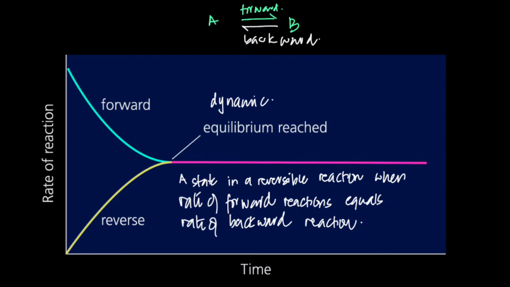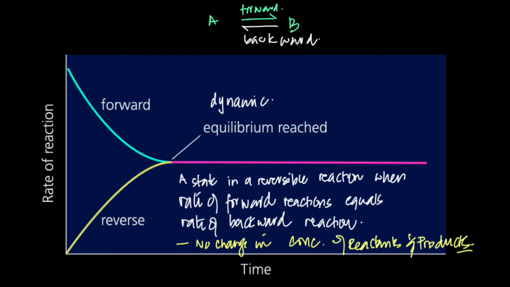And if you want to add more, there is no change in the concentration of reactants and products after equilibrium. There is no change whatsoever. And we'll be doing a lot of calculations for that in A levels if you study this in A levels. But in O levels, we don't. We just try to understand what is a dynamic equilibrium.